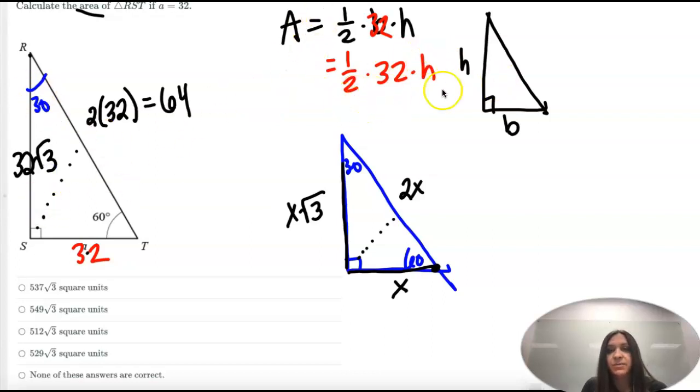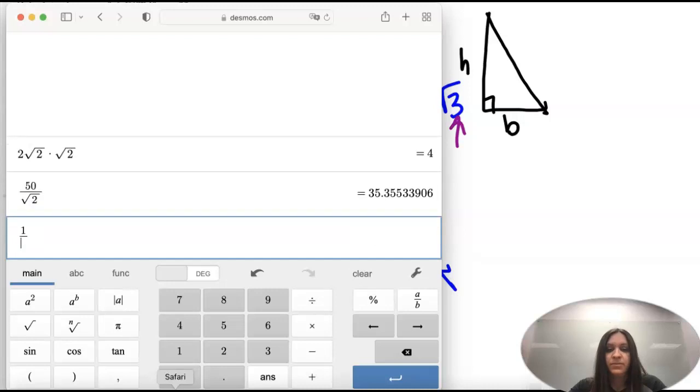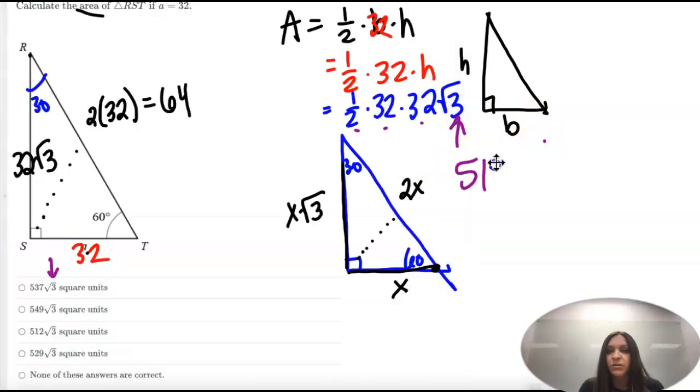That's the height. So our area is going to be 1/2 times 32 times 32 square roots of 3. So I'm not going to put that in my calculator like that because we want the square root of 3 in our answer. So I'm going to multiply everything else. So 1/2 times 32 times 32 is 512, and then the square root of 3 just comes along with it. So that's this one right here.